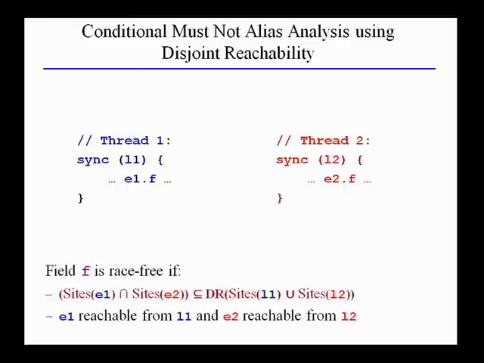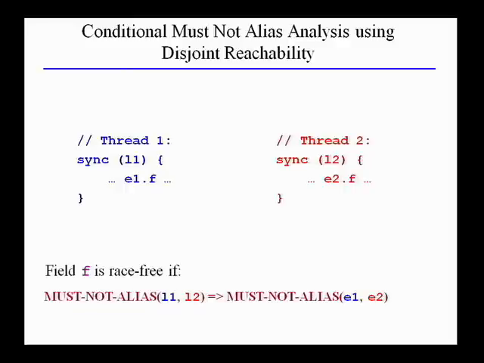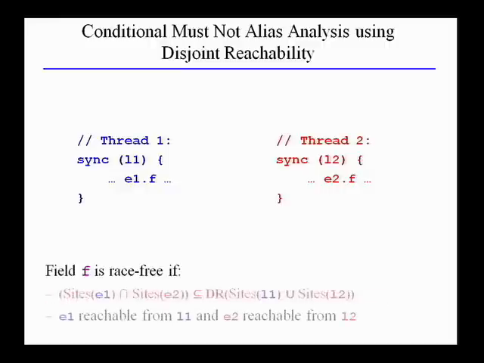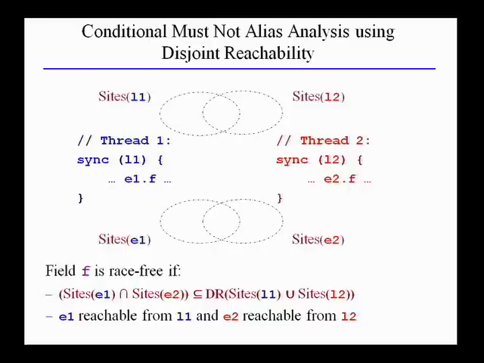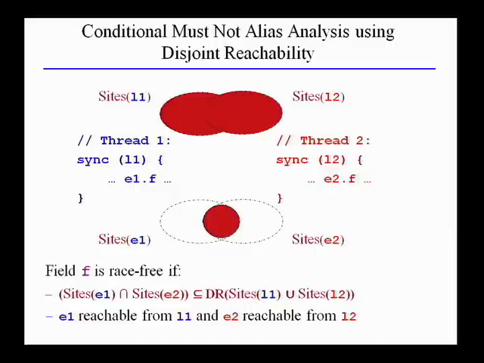All right? So if I take the definition here of must-not alias analysis and I plug in what I need to do, it looks like this. So we have a diagram that looks like that. What we're computing here are the allocation sites of E1, the allocation sites of E2, and the allocation sites of the two locks, L1 and L2. So now, what I'm saying is, where can we potentially have a race?